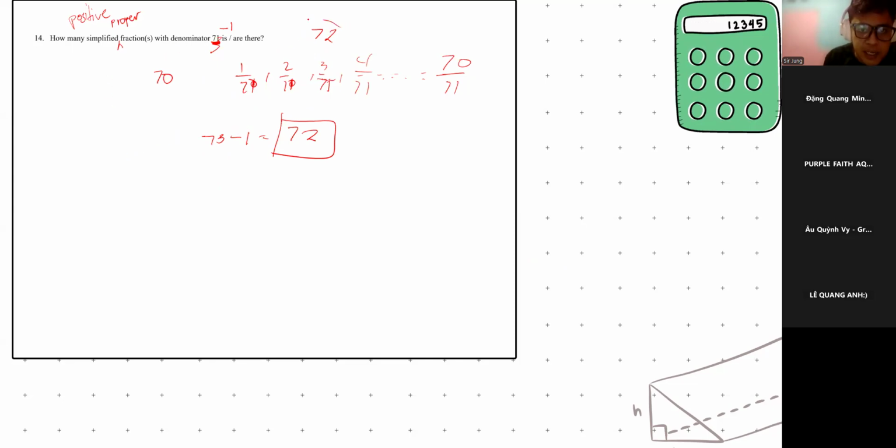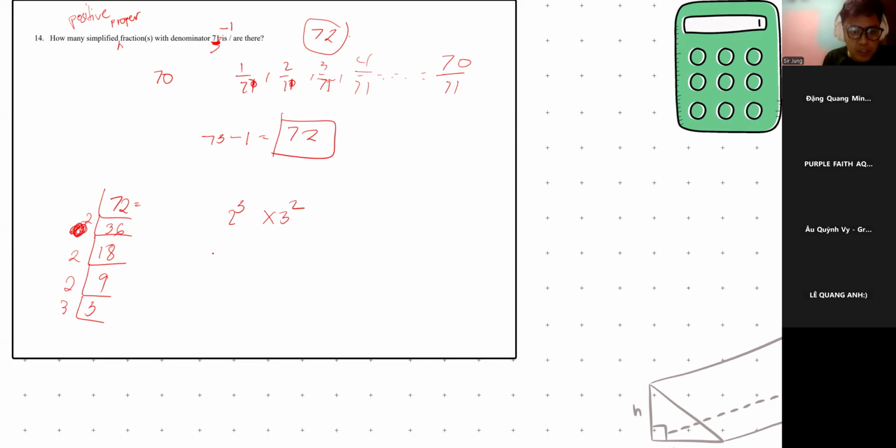First, get the prime factors of 72. Let's use 2 first. 72 divided by 2 is 36, right? 36 divided by 2, that's 18. Divide by 2, that's 9, then 3, 3. So we have 2 cubed and 3 squared.